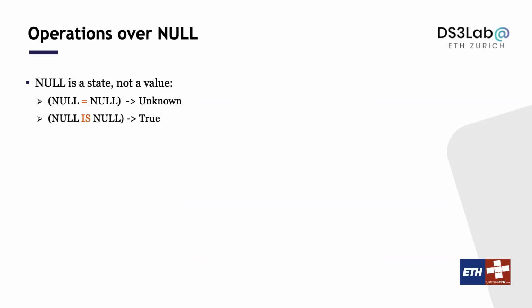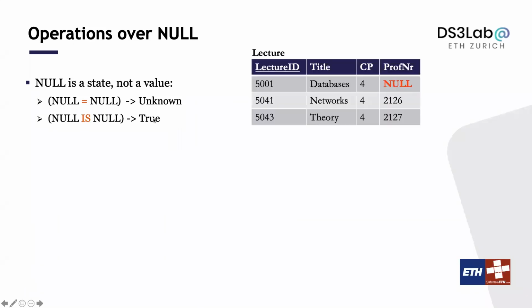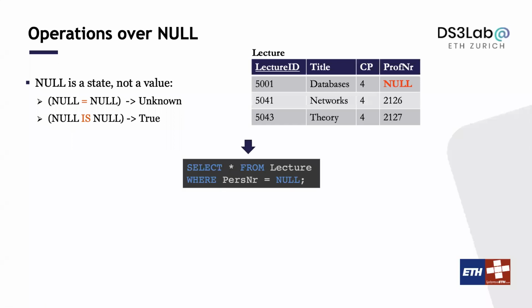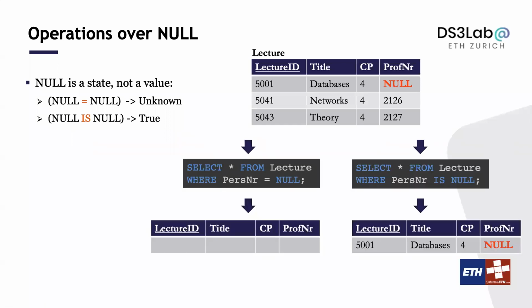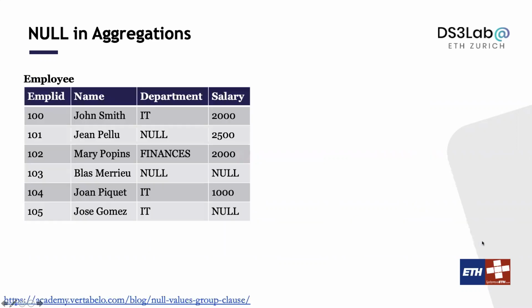So you cannot compare null, but you can check whether a state is null or not. If you say is null, it's going to give you true instead of unknown. If you compare these two queries, they are going to give you a different result. In the first query, you are comparing whether personal number equals null. Of course, it's almost always going to give you unknown, so you are going to return nothing. When you have person number is null, it's going to give you the first tuple. So that's what we have before.